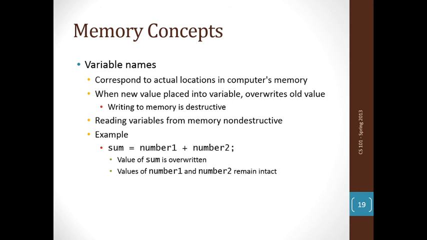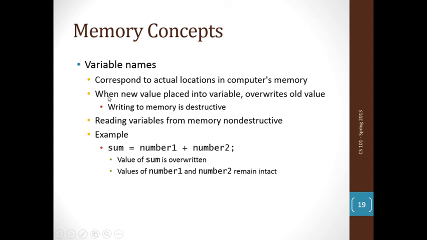Reading variables from memory is non-destructive. For example, sum = number1 + number2, the value of sum is overwritten. So see here, whatever the value of sum was before this expression will be overwritten by this. So for example, if number1 contains 3 and number2 contains 4, then 4 plus 3 equal to 7 will be stored in sum. Then the value of sum will be overwritten.